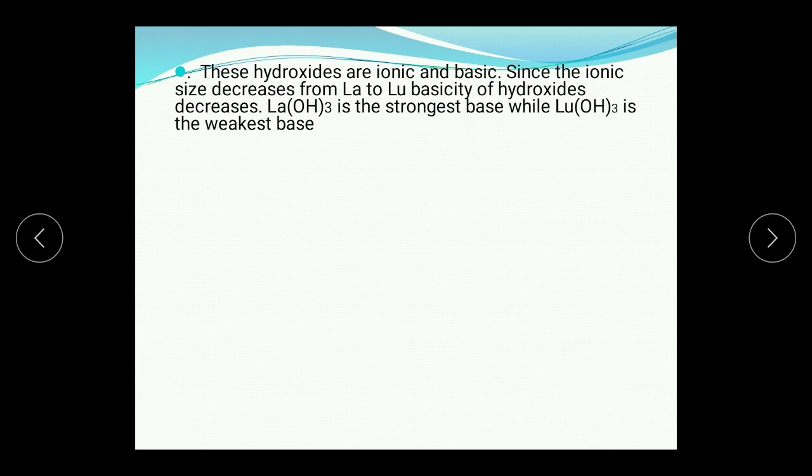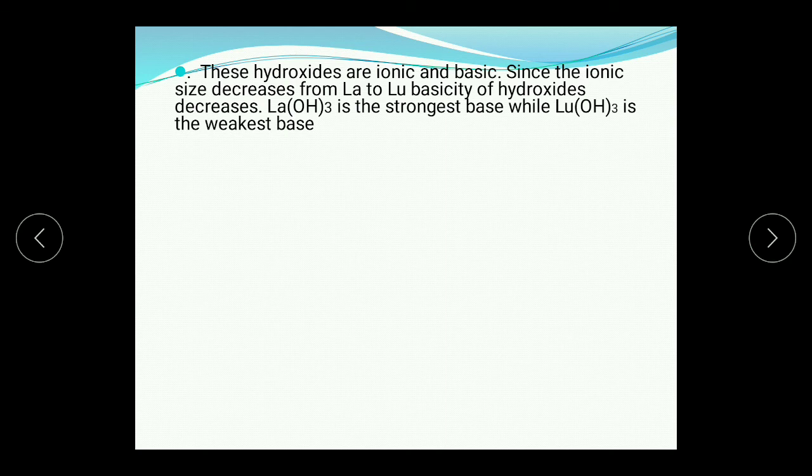These hydroxides, that means Ln(OH)3, form alkali, we said. As we say this is alkali, that means they are basic. So, all these hydroxides are basic and ionic. Ionic Ln(OH)3, that means Ln3+ and OH-. Together, when they form a compound, they form Ln(OH)3. So, all these hydroxides are ionic and basic.